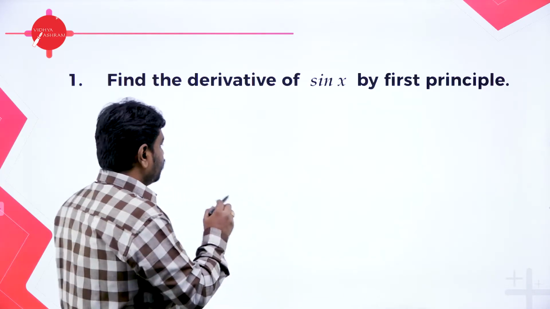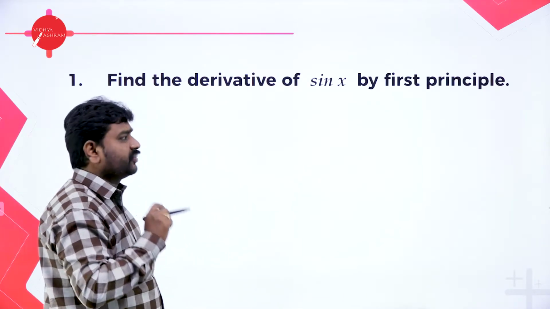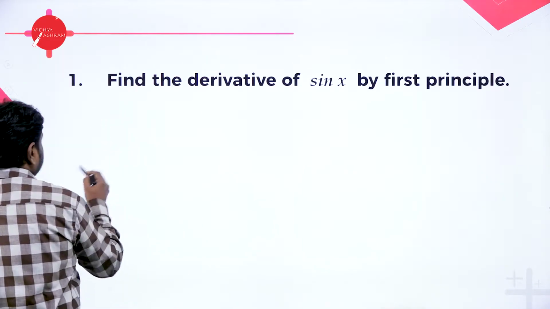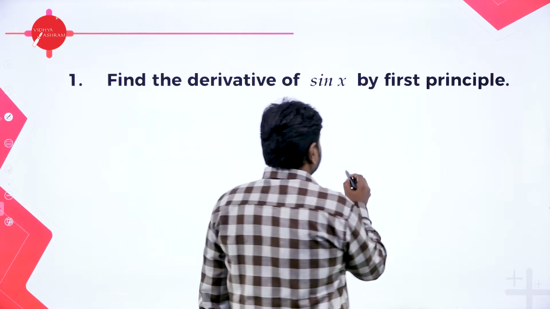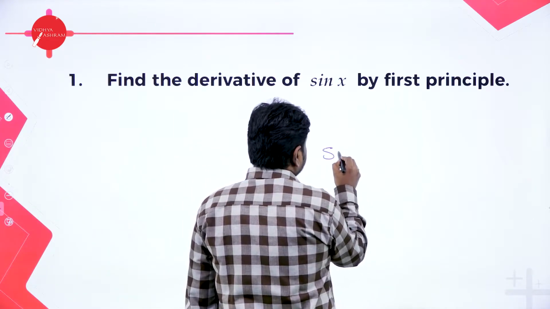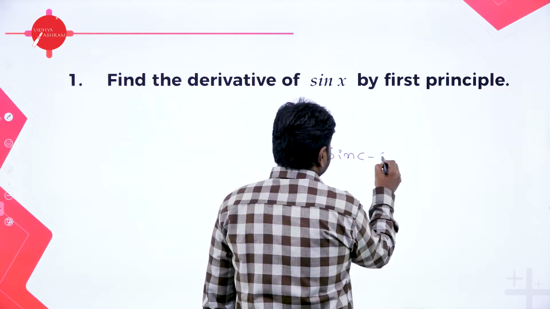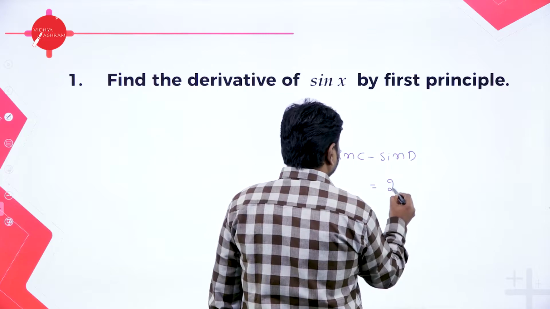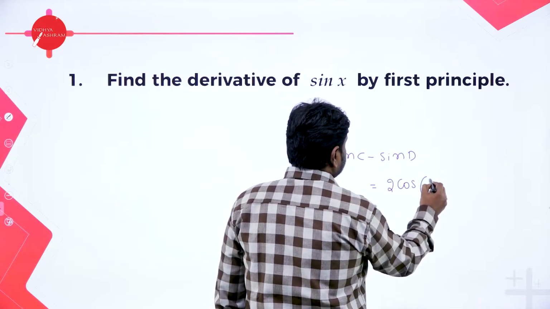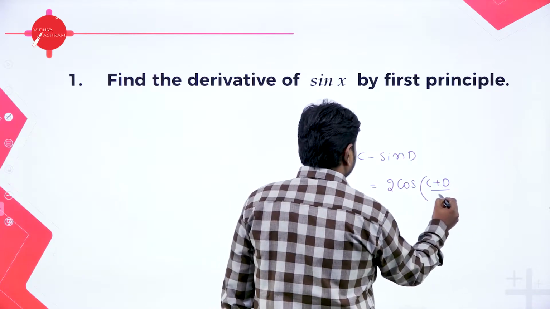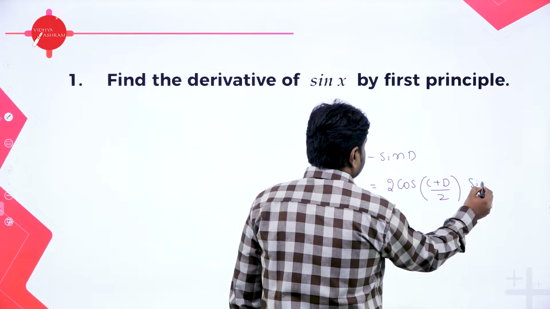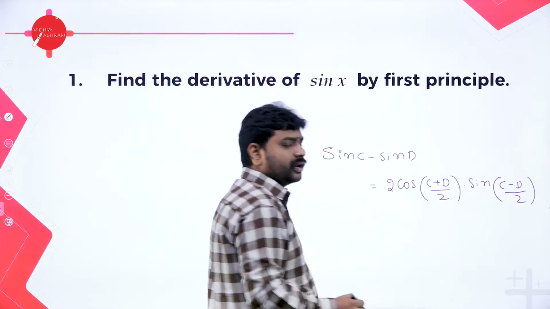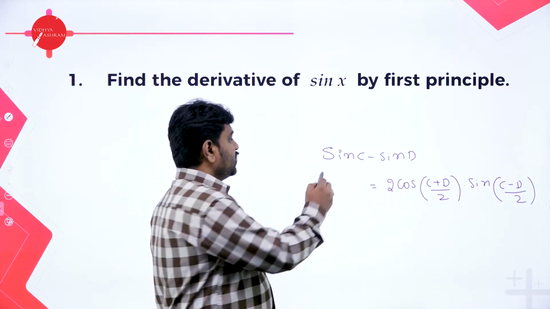So now, first to derive this, the basics. Let me just summarize the basics. Please remember the basics, then we can go ahead. Basic number 1, you should know sin c minus sin d. Sin c minus sin d is what? 2 cos c plus d by 2 into sin c minus d by 2. Basic number 1. So you should know trigonometry transformation sin c minus sin d.